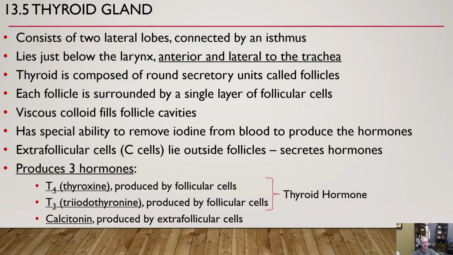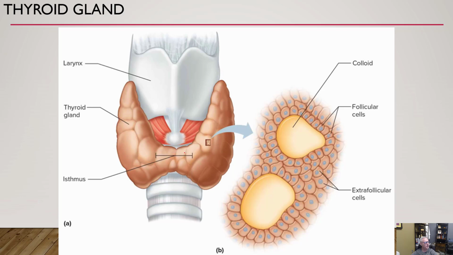Your thyroid gland sits about right here. It's just below your larynx, anterior and lateral to the trachea. It has two lobes that are connected by this thing called an isthmus. There is your isthmus right there. Oh, can't do blue. I like red. All right, so there's your isthmus right there. Here's your larynx, and there's one lobe and two lobes.